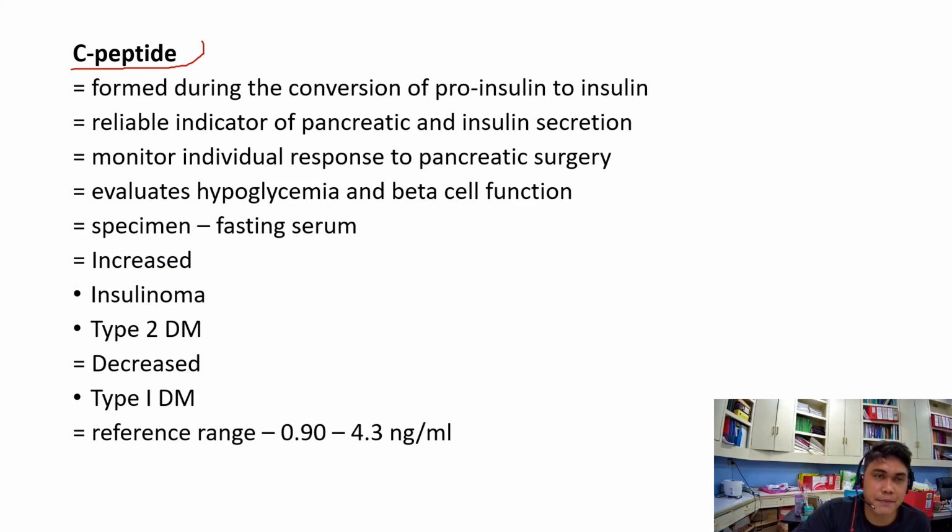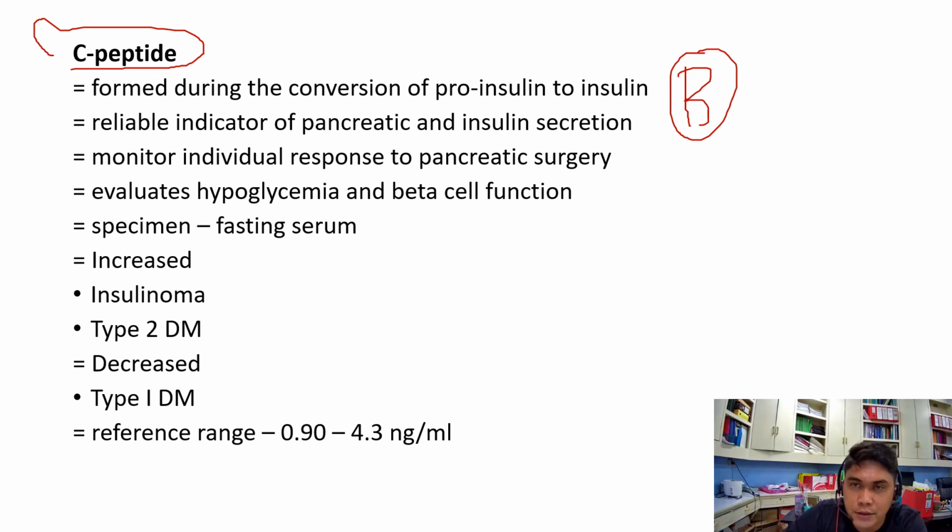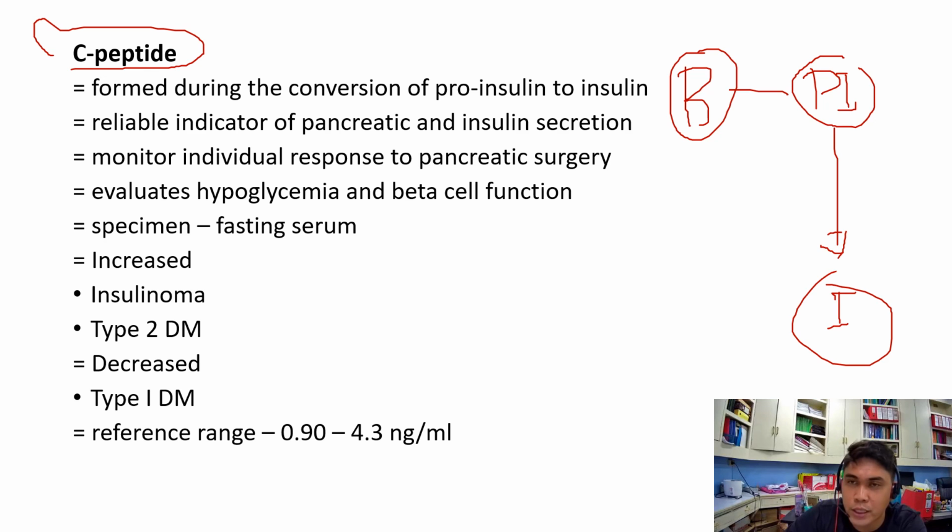Then next, you have C-peptide concentration. C-peptide is formed during the conversion of proinsulin to insulin. For example, you have your beta cells. Your beta cells produce proinsulin, and after that, this proinsulin will be converted to insulin. Insulin is the active hormone, while proinsulin is the prohormone. So you need to convert the prohormone to the hormone, which is active.